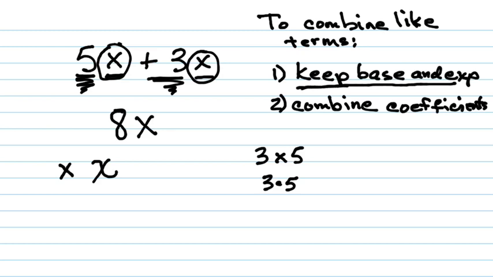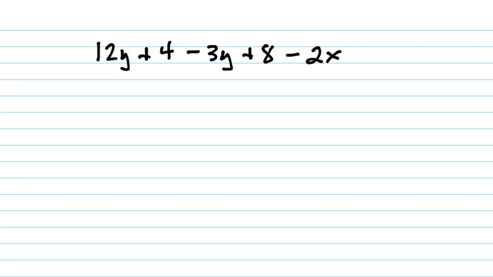Keep them, right? X's and x's just make more x's. Okay? But what are you going to do to the coefficients? Combine them, which means either add or what? Subtract. Combine means add or subtract. Excellent. So what if I have 12y's plus 4 minus 3y's plus 8 minus 2x's?